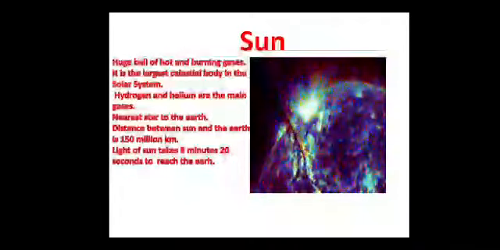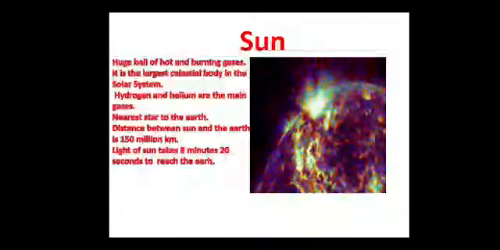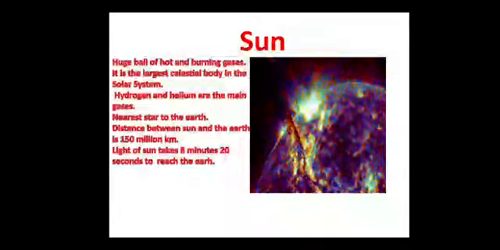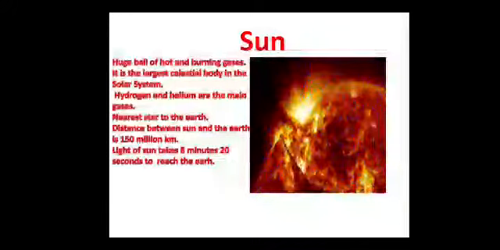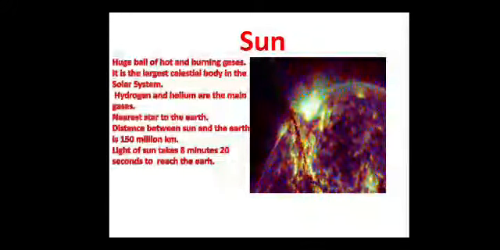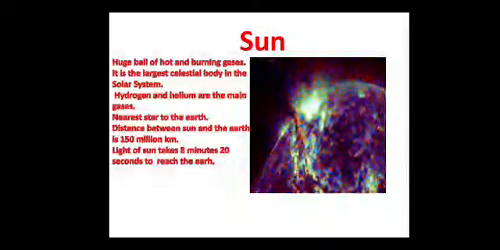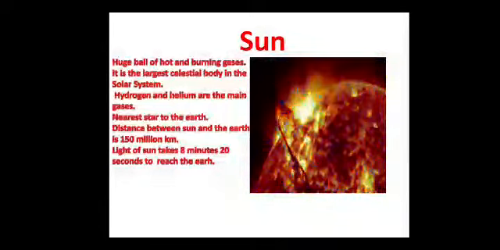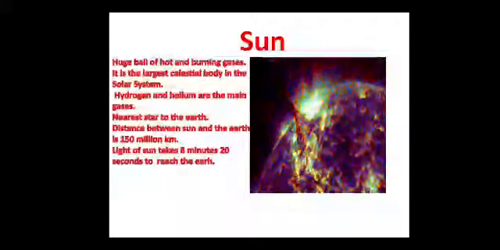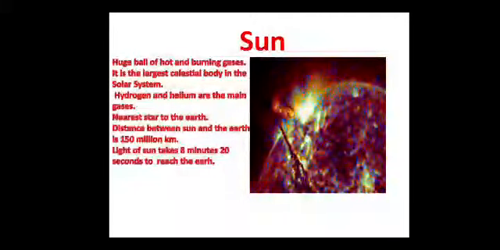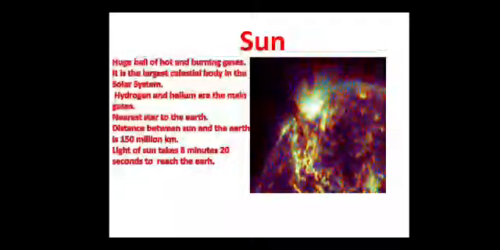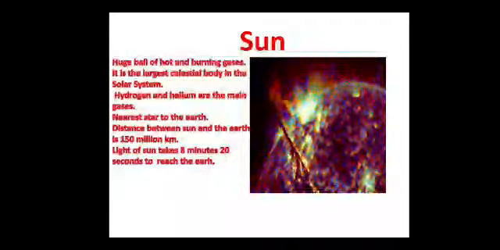It is the nearest star to the earth. It is almost 1,000,000 times larger than the earth. The surface temperature of the sun is about 5,800 degrees Celsius, and the sun is the largest celestial body in the solar system.